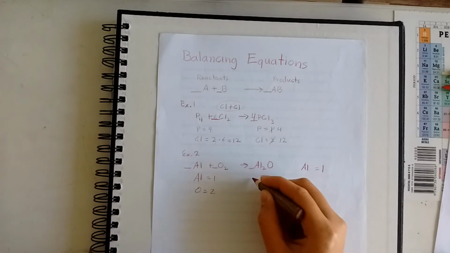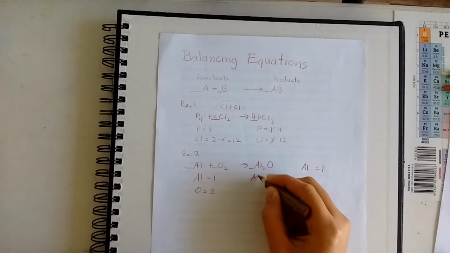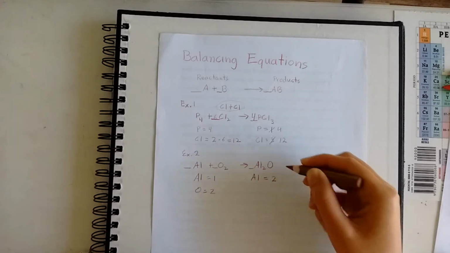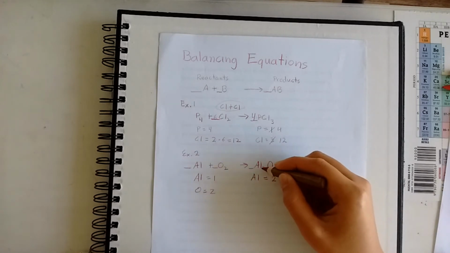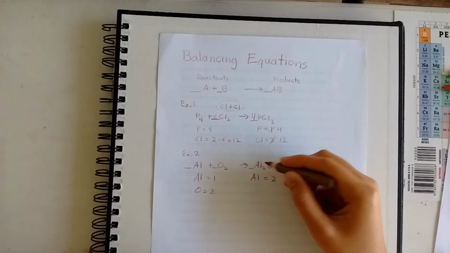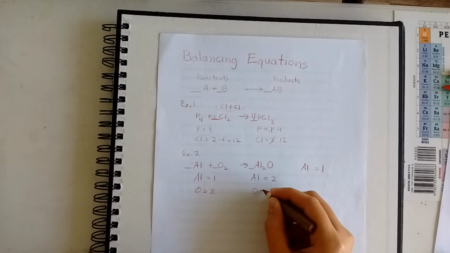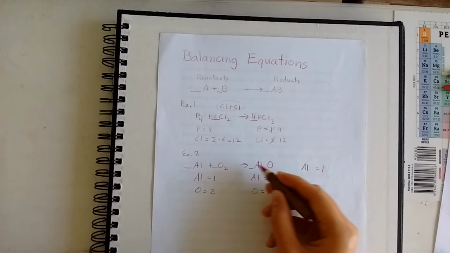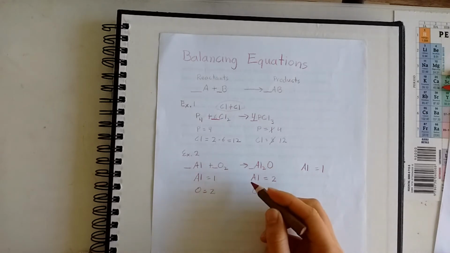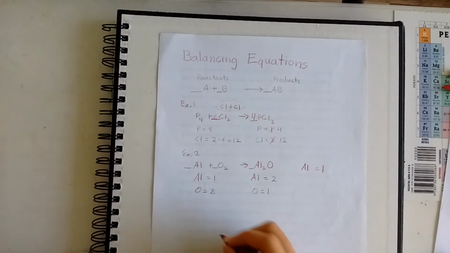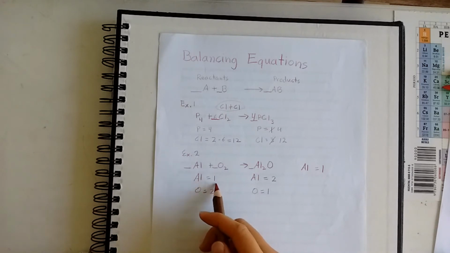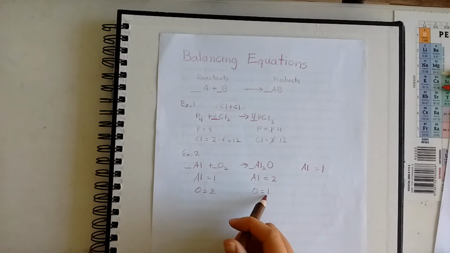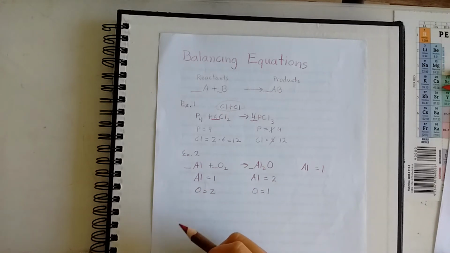And then for the product side, we have 2 aluminums because the subscript here is directly after the aluminum, so we know it applies here. And for oxygen, remember, when there's nothing here, it's 1. Right, and there's nothing here to multiply by. So nothing indicates 1. Alright, so let's see here. We have 1 aluminum here, and 2 here, 2 oxygens here, and 1 oxygen on the product side.